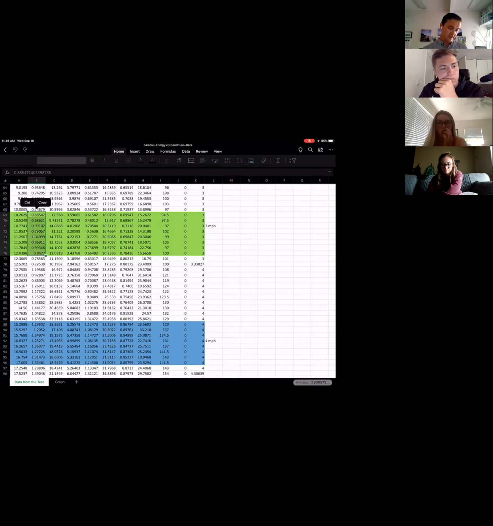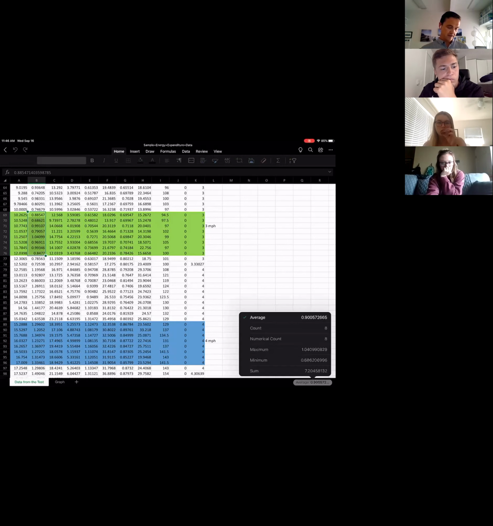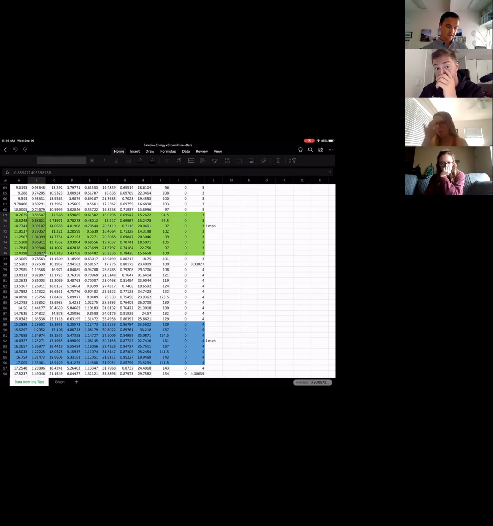Okay, so I'll just highlight, and then most of you with Excel, you'll have it here on the bottom. You see that on the very bottom of my screen where it says average, 0.900572. So that automatically averages that for me. I can change it to maximum, minimum, sum, whatever, but I change it to average. So there's our average VO2 during 3 miles per hour.